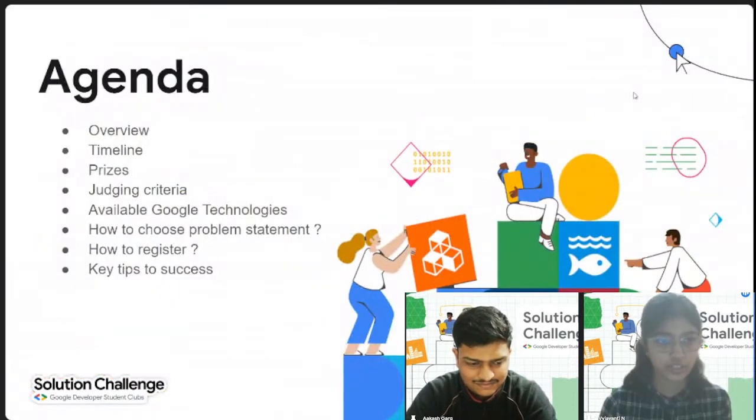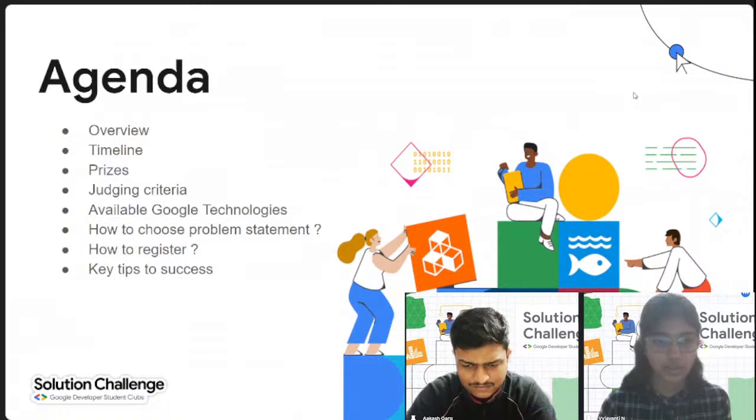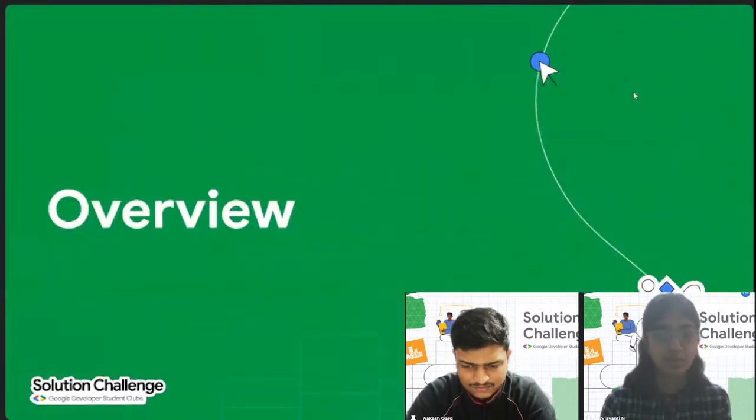To talk about today's agenda, we'll first discuss what is Google Solution Challenge and then how you need to submit your project. Apart from that, we are also going to discuss the timeline, in which month you have to work and in which month you're going to get mentorship and all those details. We're also going to discuss what perks you will get once you take part, how you need to submit your solution, how to pick a problem statement and all these. So first, coming to the overview.